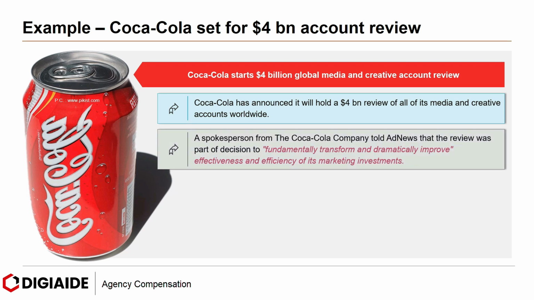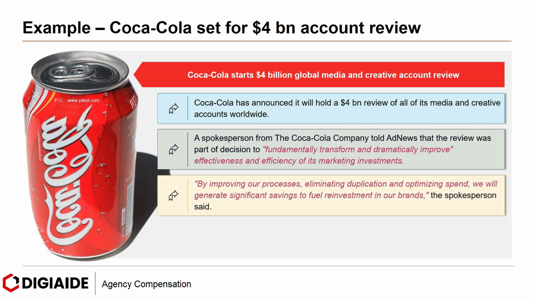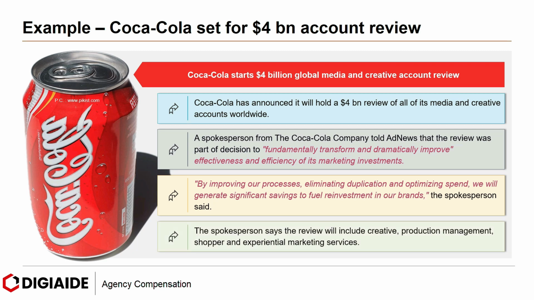A spokesperson from the Coca-Cola company told Ad News that the review was a part of a decision to fundamentally transform and dramatically improve effectiveness and efficiency of its marketing investments. "By improving our processes, eliminating duplication, and optimizing spend, we will generate significant savings to fuel reinvestment in our brands," as stated by the spokesperson. The spokesperson says the review will include creative, production management, shopper, and experiential marketing services.